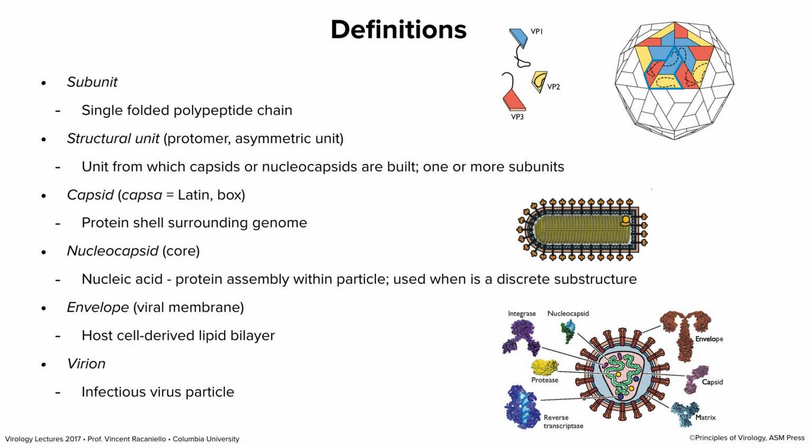The structural unit is the unit from which capsids or nucleocapsids are built. Now this is a capsid here on the table. I call this the poliovirus capsid, and it's made up of structural units, which are made up of subunits in turn. So the structural unit of the poliovirus capsid is composed of 4 different polypeptides. Then we talk about capsids, which is from the Latin word meaning box. That's the capsid right there on the table.